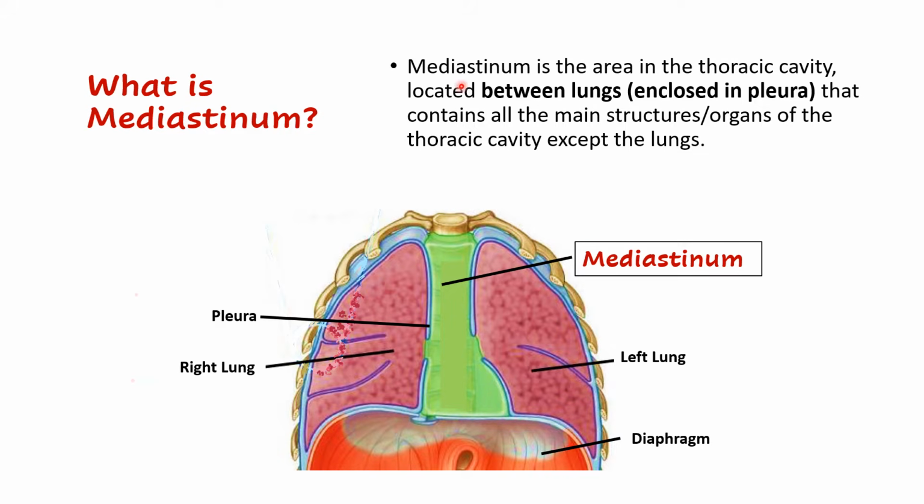So mediastinum is the area in the thoracic cavity located between lungs enclosed in pleura. We have already seen the lungs are enclosed in pleura. It contains almost all the main structures and organs of the thoracic cavity except the lungs.